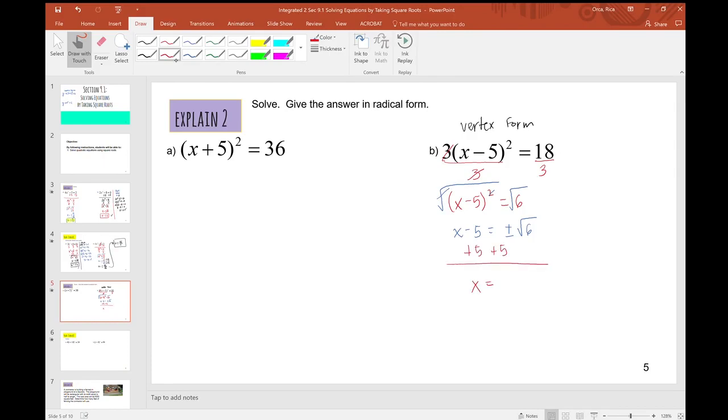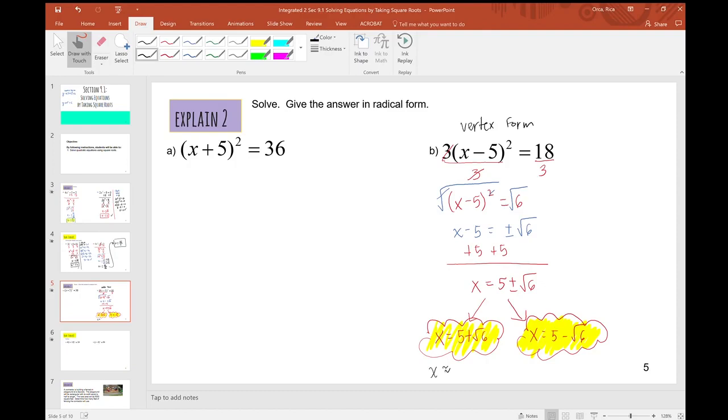X equals 5 plus or minus the square root of 6. And this is our answer. So if you want, you can split them apart. It's x equals 5 plus radical 6 and x equals 5 minus radical 6. Now if you have a scientific calculator or a regular calculator, you can type these values into your calculator to see what they actually are.